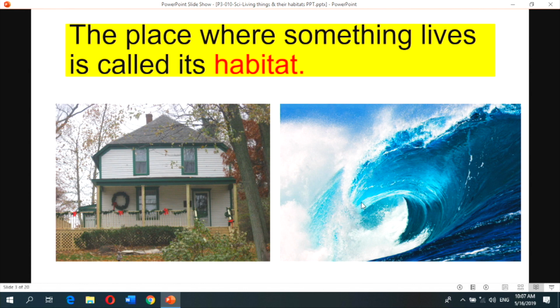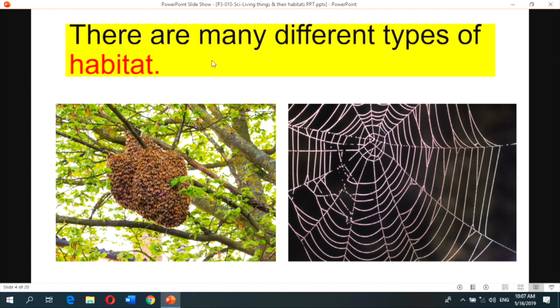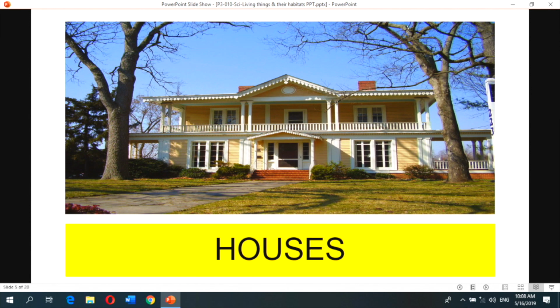So let's take another look now. There are many different types of habitat. Okay. Who can guess or who knows what's in this picture? It's a beehive. So can anyone guess what lives in a beehive? Bees, yes. And the second picture? This is the habitat called a web. What lives in a web? Spider. So we can say the web is the habitat of the spider. Well done, guys.